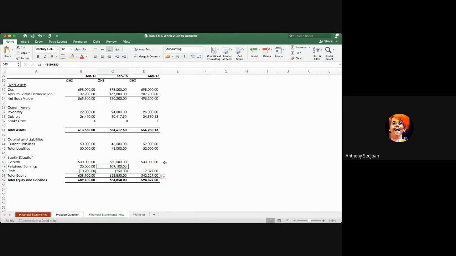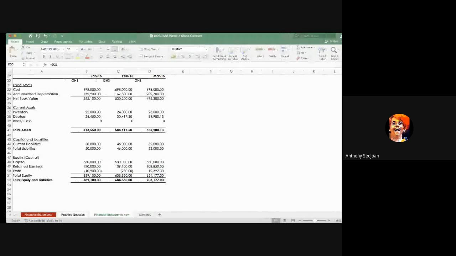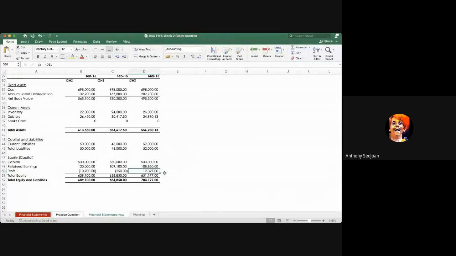Okay. Retained earnings in March is also going to be the retained earnings in February plus the profit or loss in February. Like this. Any question on this side? Any question?